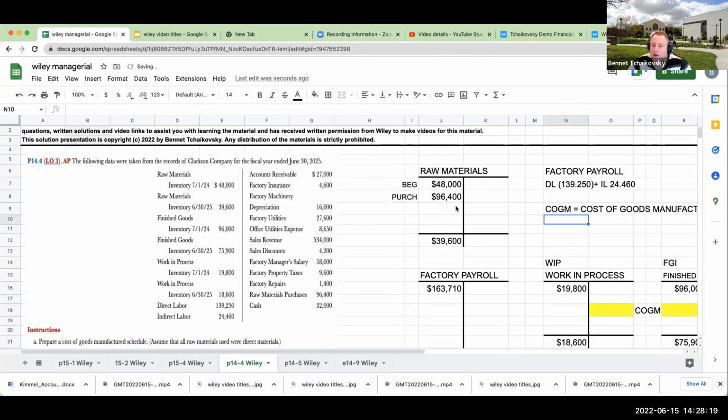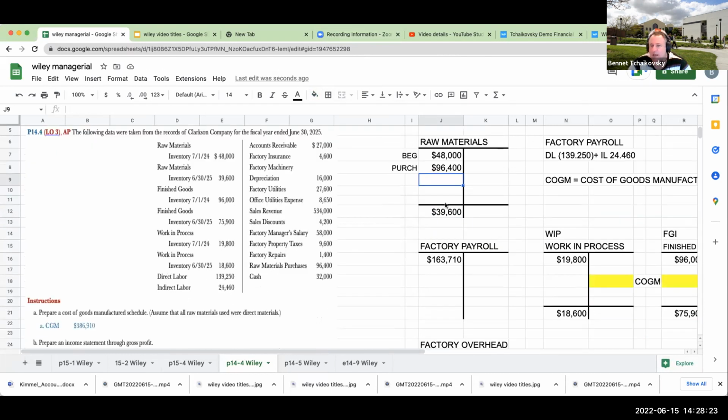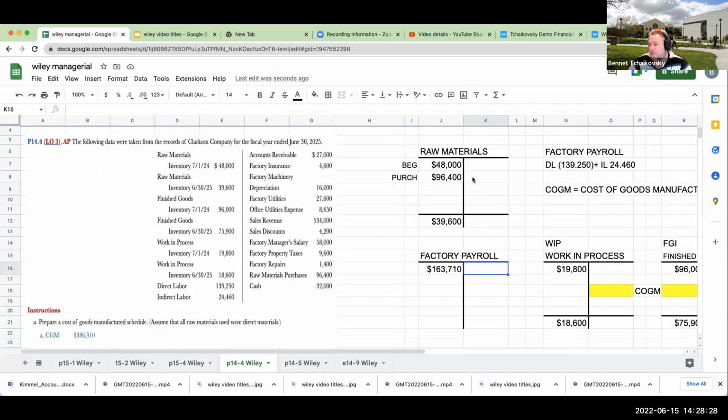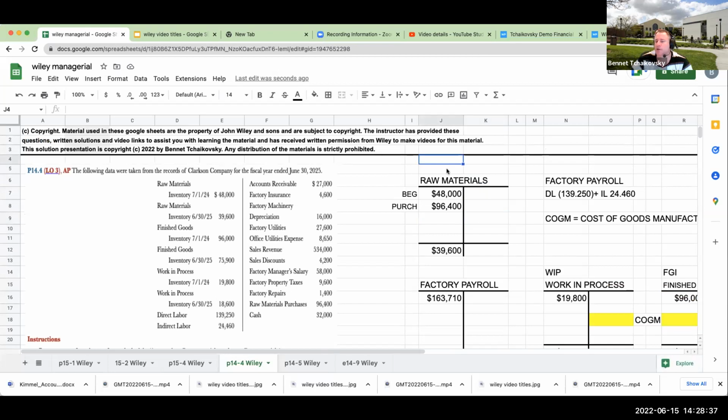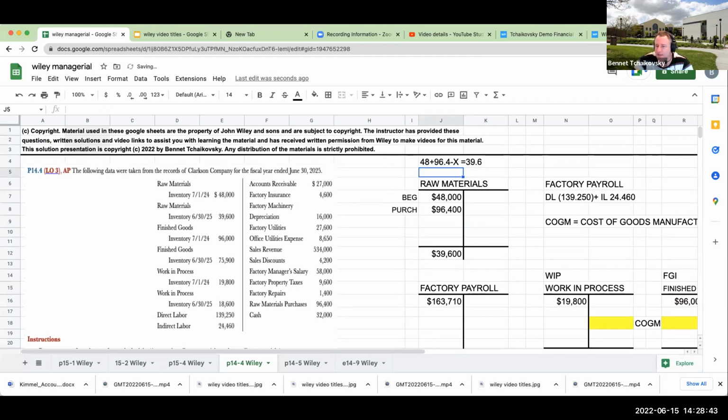Okay, now what we get to go through and do is we're going to be playing a balancing game, meaning that we're going to balance out all of these accounts. So I'll start with raw materials. Okay, does 48,000 plus 96,400 equal 39,600? Well, according to the numbers, it does not. So over here, what we're going to do is take 48 plus 96.4 minus X equals 39.6. So this amount is 104,800.